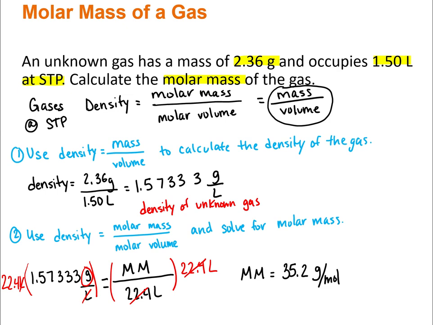Now you don't have to do these two steps separately. You can set one equation equal to the other and solve as well. But I like to break it up to show you, just so that you understand what you're doing. Then it's totally up to you how you want to solve it. Are we ready to try a problem, or do we have some questions?